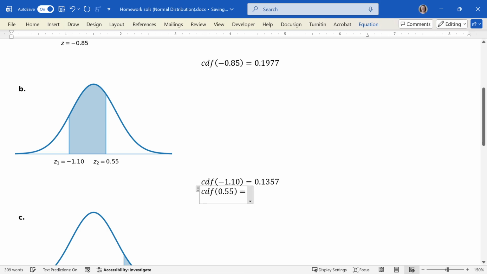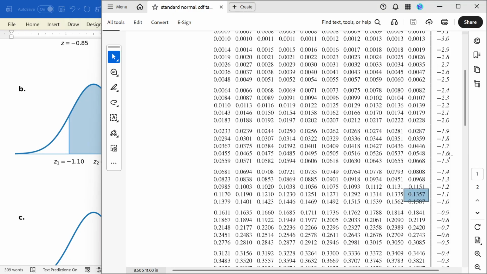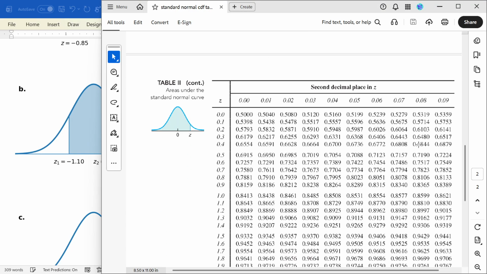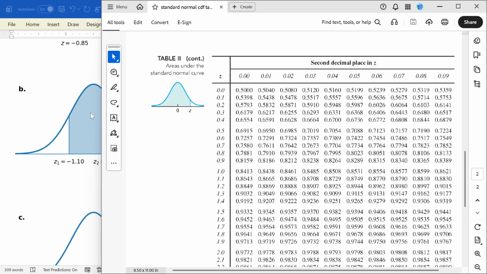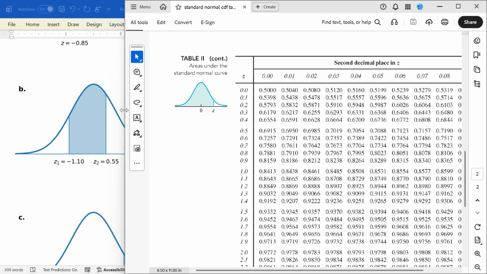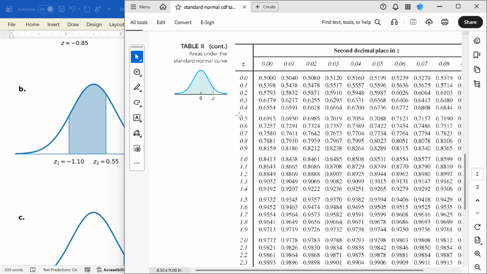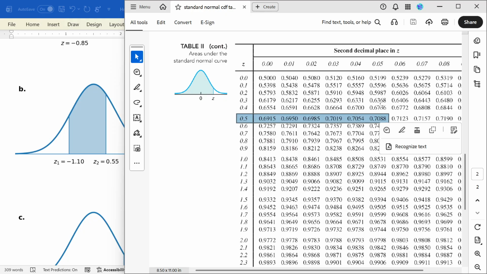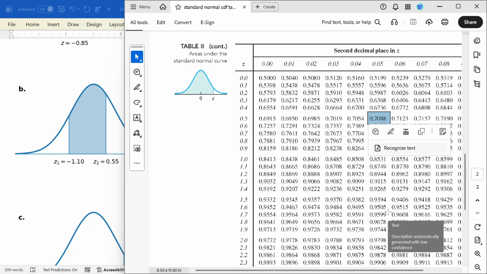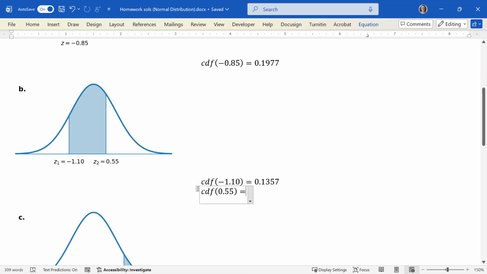Okay, and then for 0.55, we're going to turn to the positive side of the chart. I'm going to start with 0.5, and then go to the column for 0.05, so it's this last one here, 0.7088. Okay, so those are the two areas.